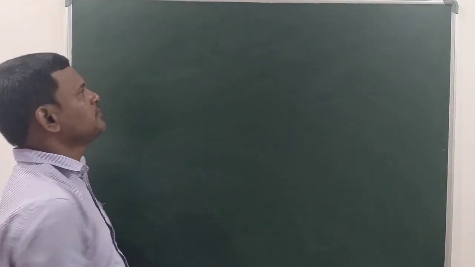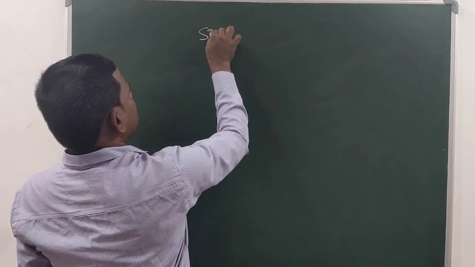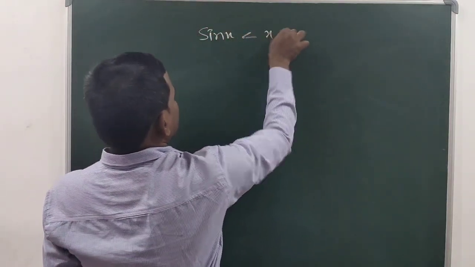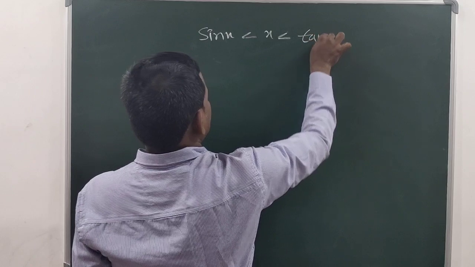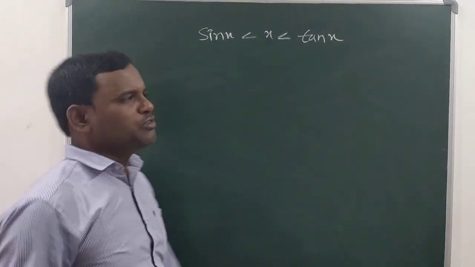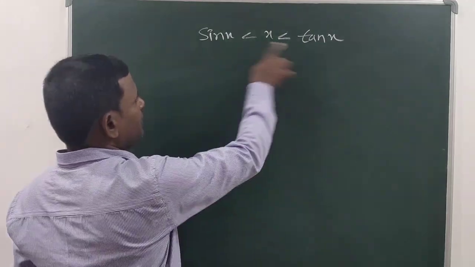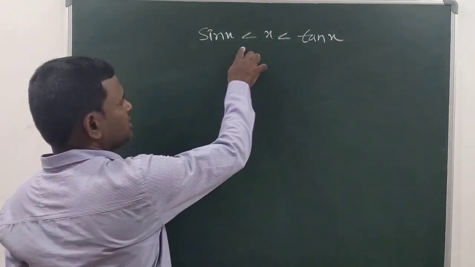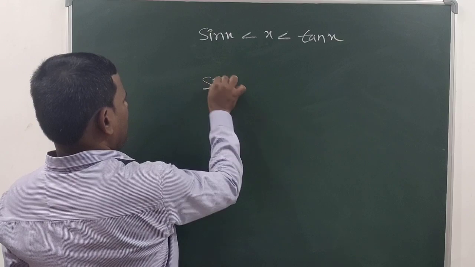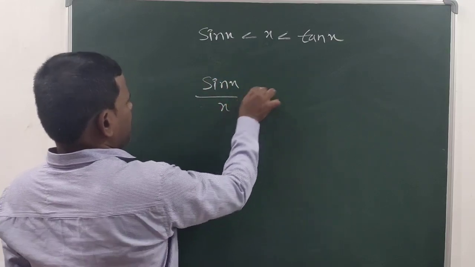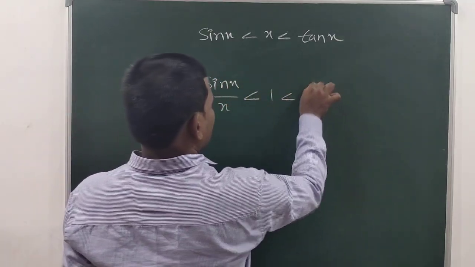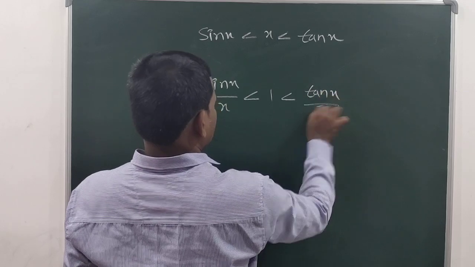Now see students, sin x less than tan x. Now divide these three terms with x, because x is a positive quantity. When you divide the three terms with x, no change will come in the inequality. Sin x by x less than 1 less than tan x by x.